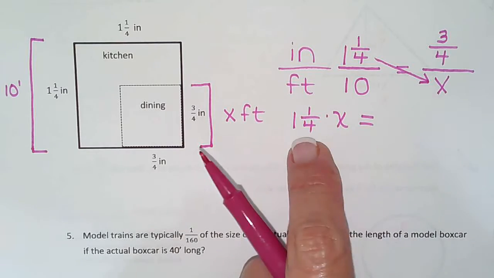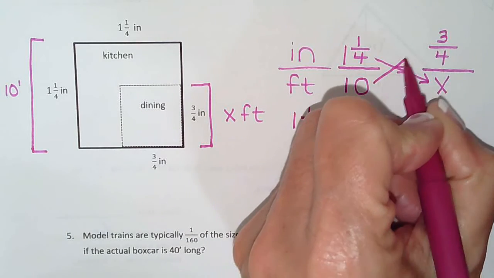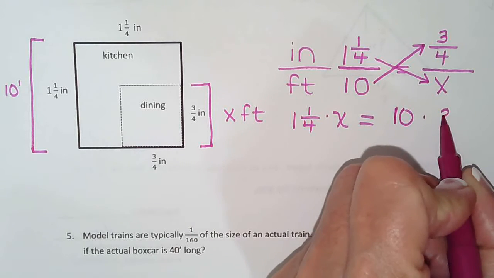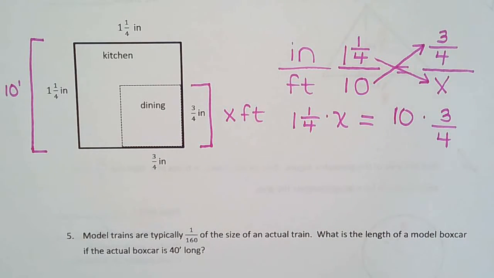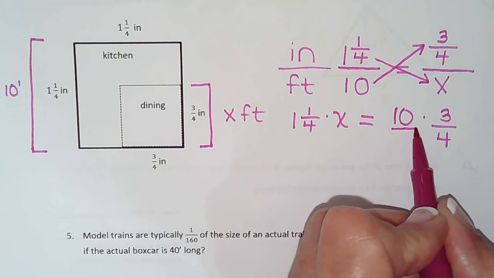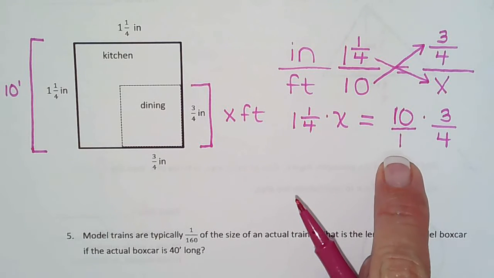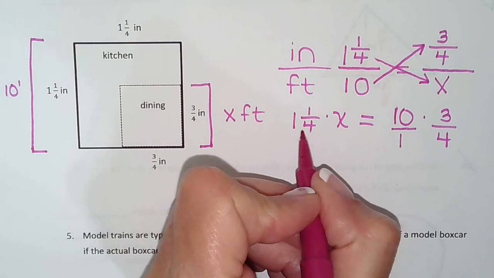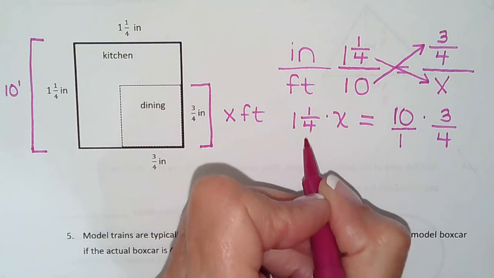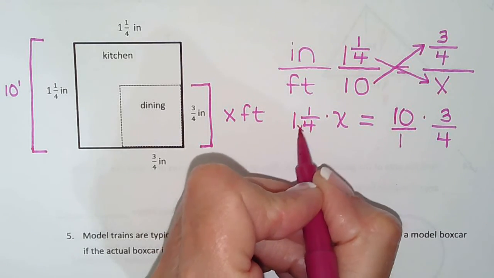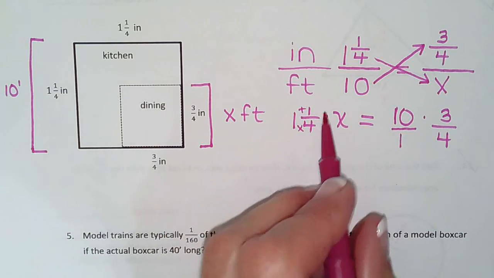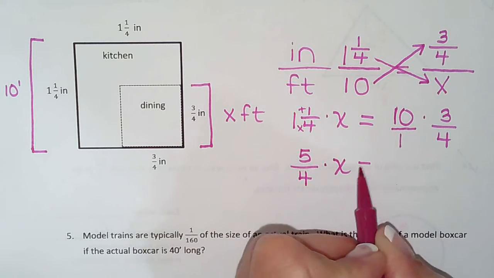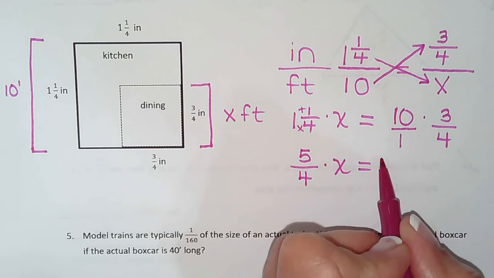So this cross product is 1 1/4 times x. This cross product is 10 times 3/4. So we know how to do this. Remember when we learned on the very first day of multiplication of fractions, if one of them is a whole number, just put it over 1. And this eventually is going to have to be improper because it's going to be divided. So let's go ahead and do that on this step. So this is 4 plus 1, 5/4 times x equals 30 over 4.